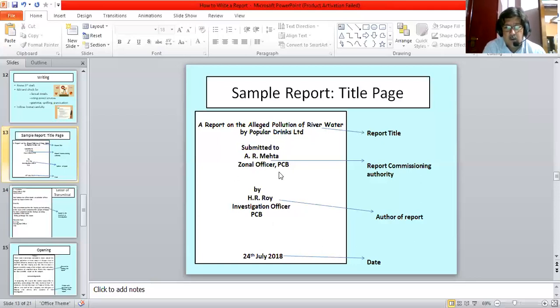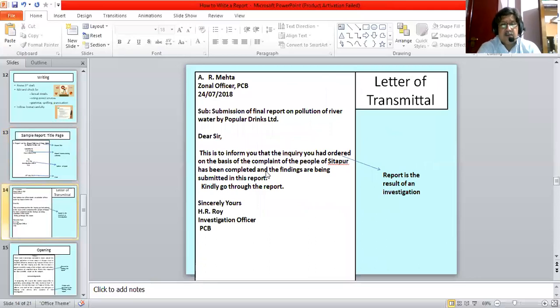Then what follows after that is the letter of transmittal. The letter of transmittal is the cover letter which encloses the report. So we can say that it's the formal letter which is written by the writer of the report addressed to the commissioning authority of the report once that report is submitted. So we have to include it as it's a kind of formal submission procedure.